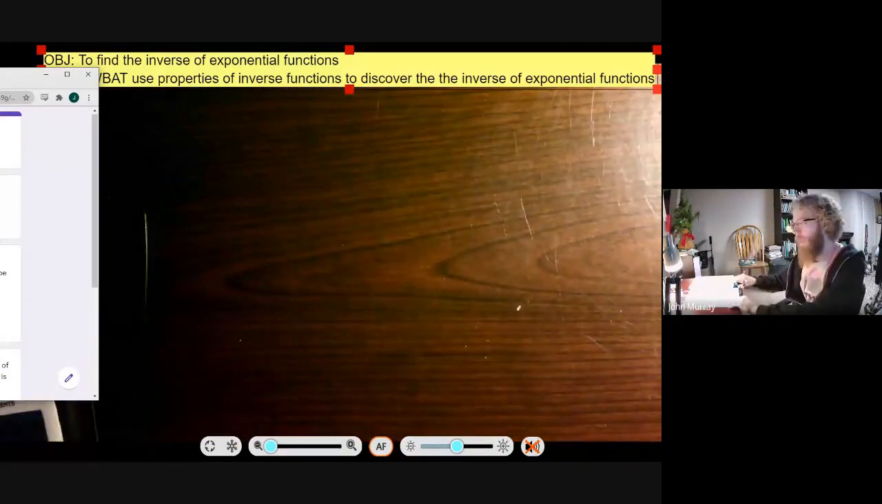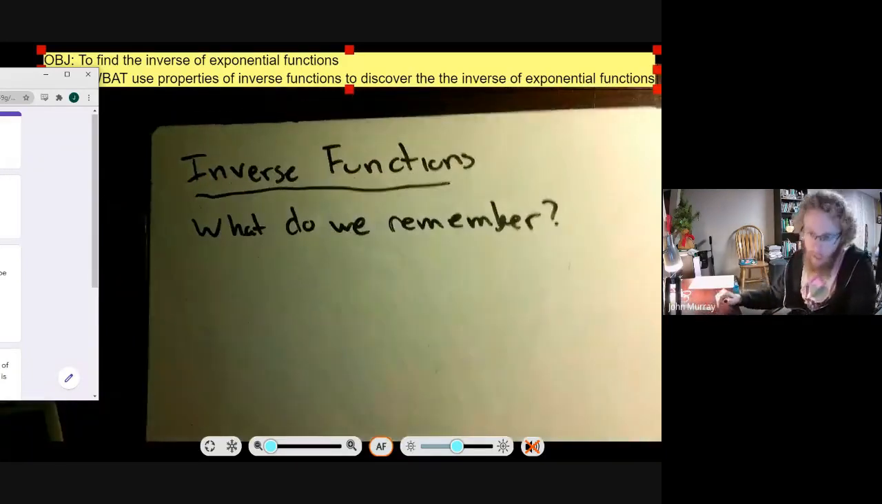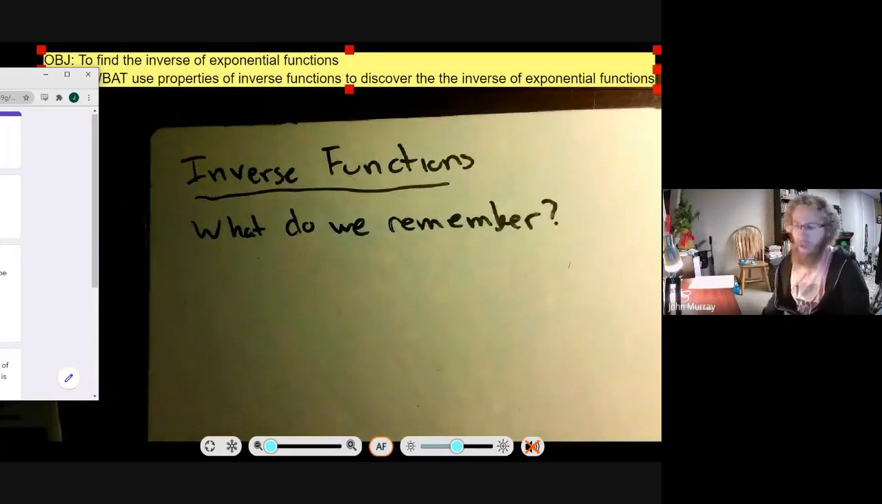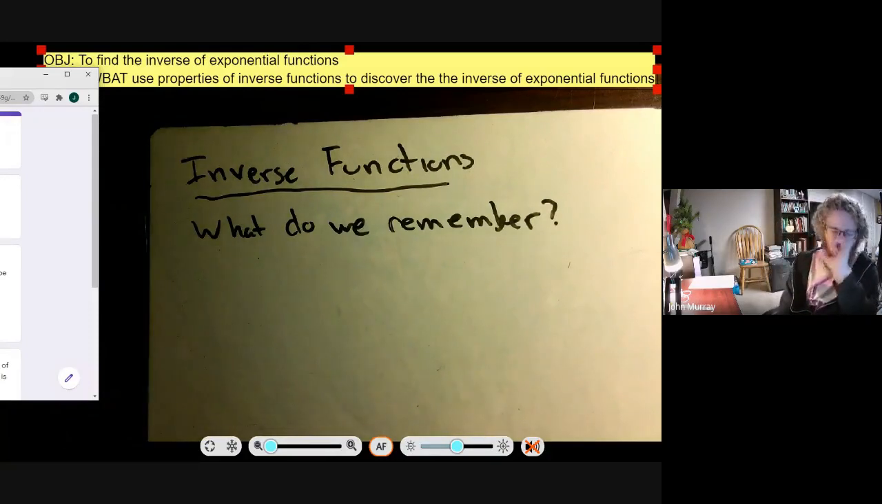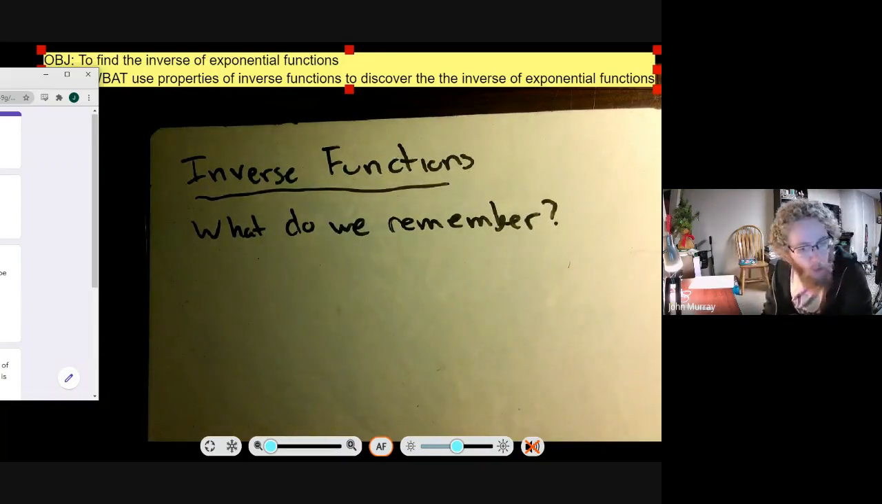Okay, so today is going to be a bit of a discovery lesson. So we're going to go back to a topic we haven't talked about in a minute, and then we're going to tie it in with our exponentials. But first, let's talk about inverse functions. So what do we remember about the relationship between the original function and its inverse? What are some properties between those two functions that they share? Or how do you get from a regular to an inverse?